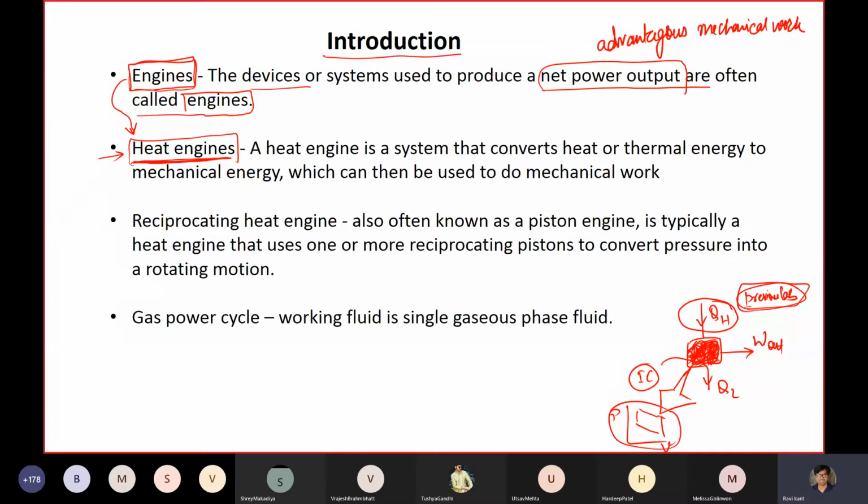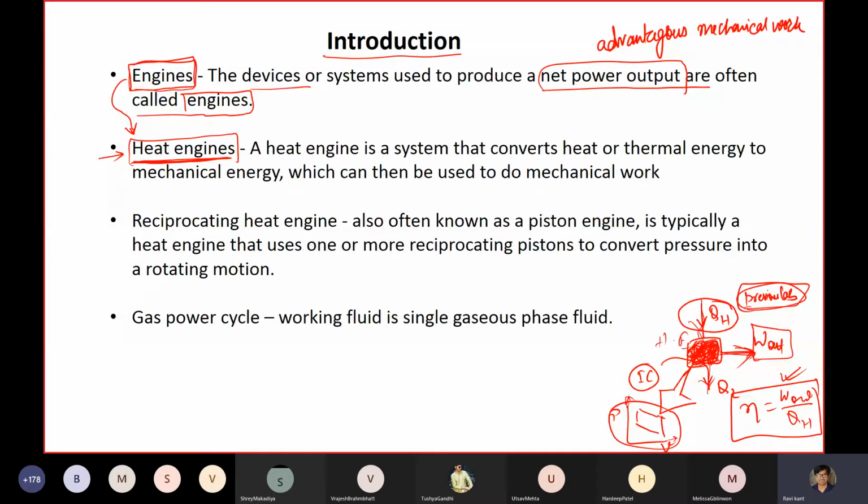We used to find efficiencies based on your desired work output divided by QH, the heat input. So we only considered the efficiency of this black box, but here we will talk about how it takes up some sort of heat addition process and leaves a certain amount of heat, and in turn produces some advantageous work output. And this was your heat engine.